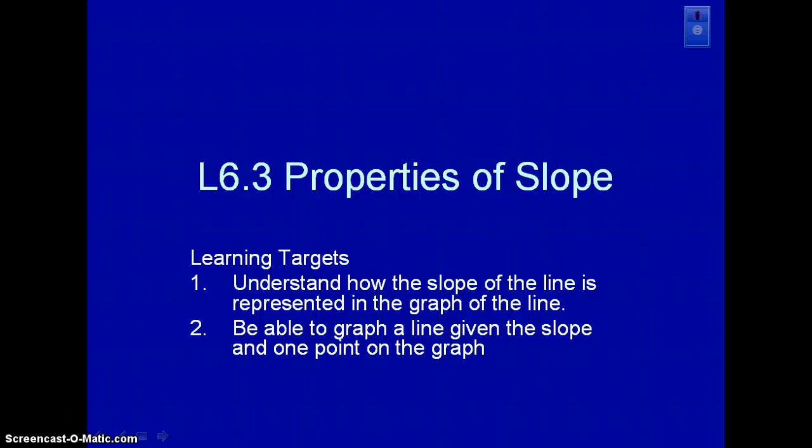Hey everyone, lesson 6.3, properties of slope. In lesson 6.2, we talked a little bit about how slope can be calculated from a line or from two given points. So as we take a look here, please refer to your learning targets before you go any further.